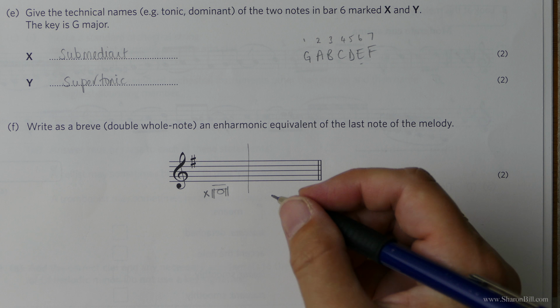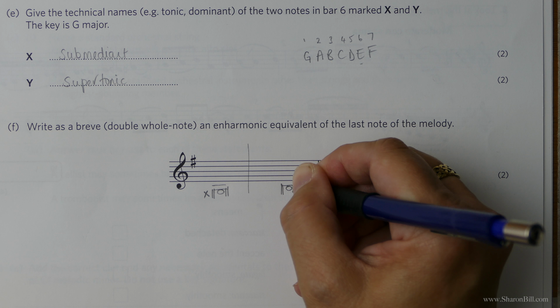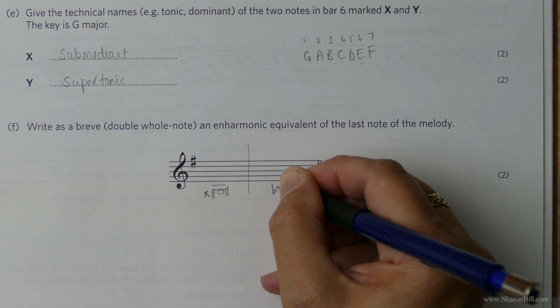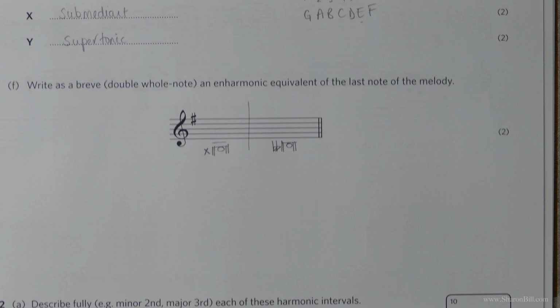Alternatively, you could look at the B double flat. So C, middle C, B, let's make that the breve, and then double flat. So that would be the enharmonic equivalent of the last note of the melody. That's that one completed. Let's move on to question 2 now.